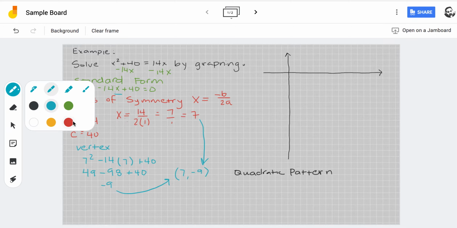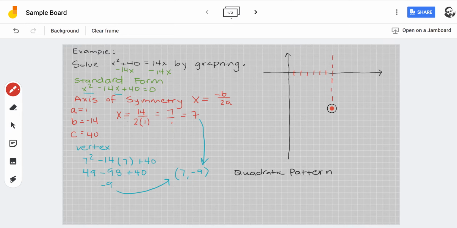So now I'm going to start graphing with what I have right here. We're going to graph the axis of symmetry first by going 7 spaces to the right. So we're going to go 1, 2, 3, 4, 5, 6, and 7. And then we're going to draw a dotted line right there. That is our axis of symmetry.